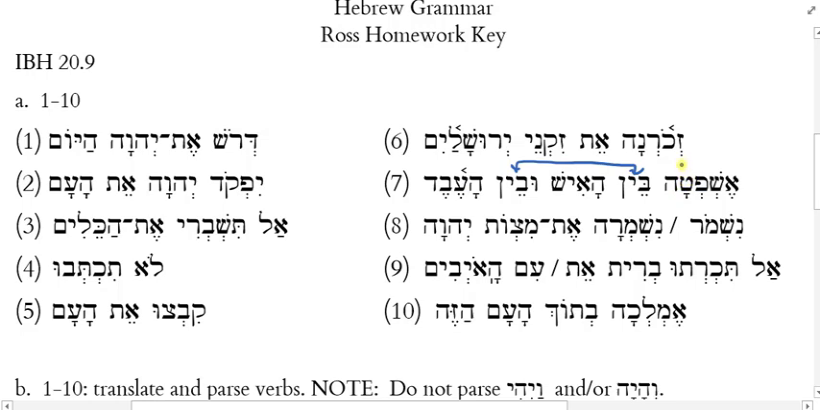Yes. Is there a reason that bein doesn't lose its dagesh? The only reason is that I neglected to take it out. Yeah, because this is preceded by a vowel. So yeah, I would expect that dagesh lene to go away. So good catch.